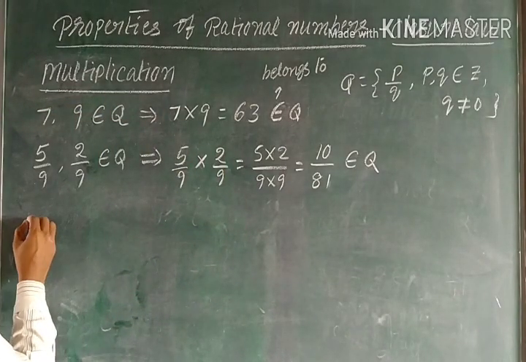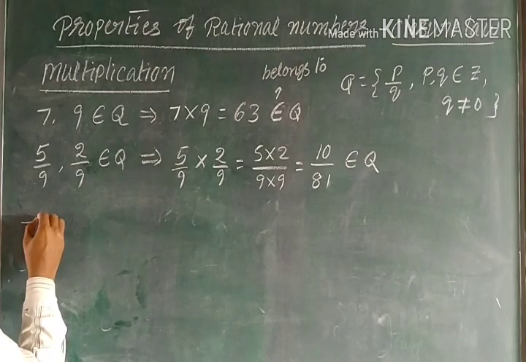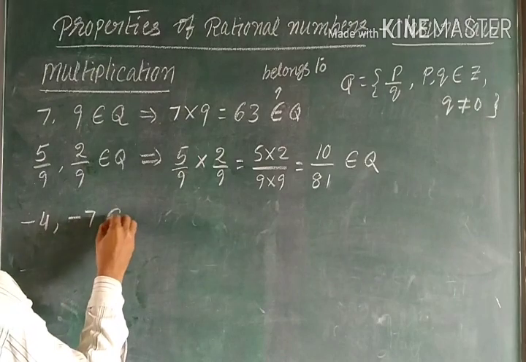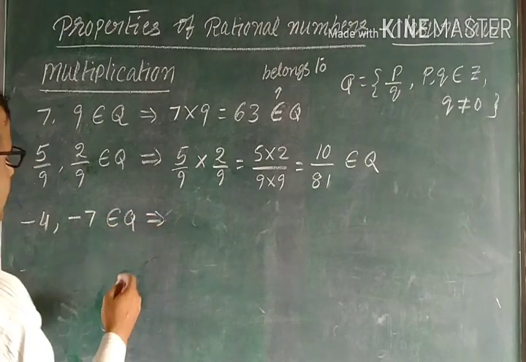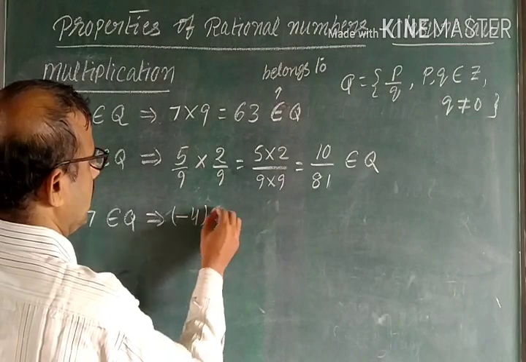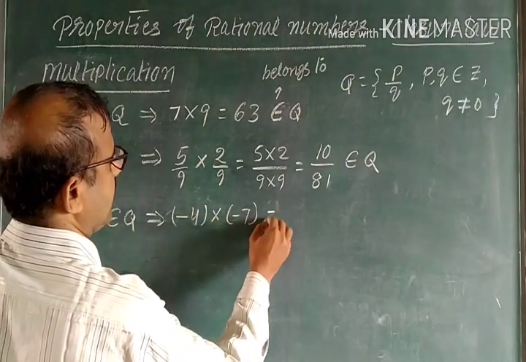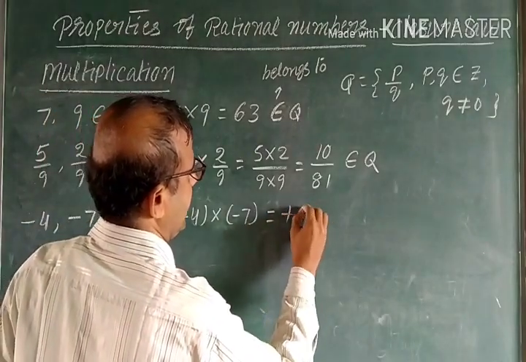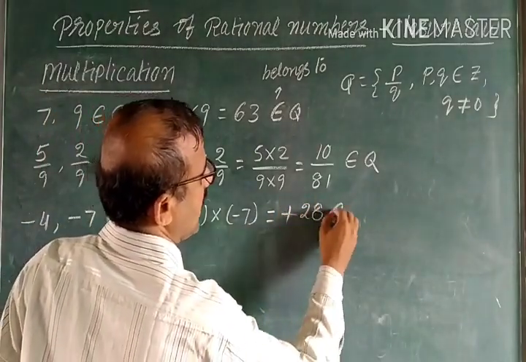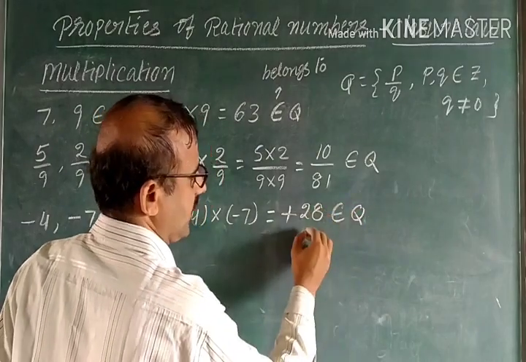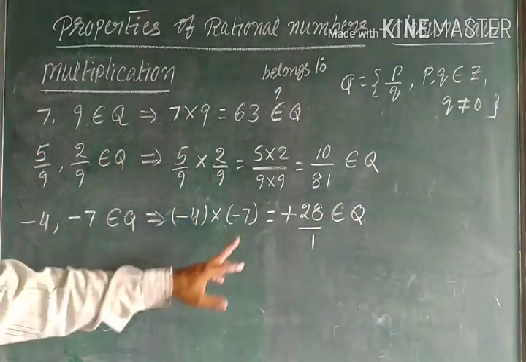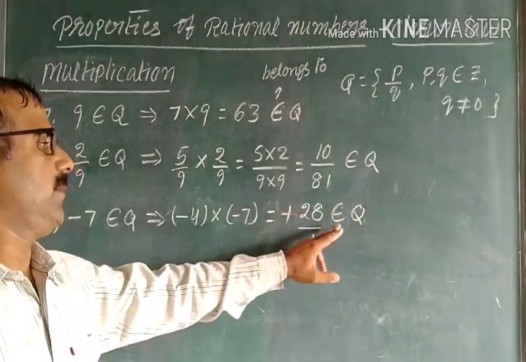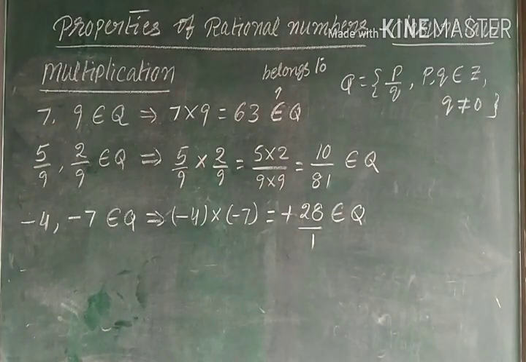Next example, minus 4 and minus 7 belongs to Q. That implies minus 4 into minus 7 equals minus into minus plus 4 7s are 28. So 28 belongs to Q. 28 can also be written as 28 by 1. So it is nothing but P by Q form, or numerator by denominator. This also belongs to Q. It is also a rational number.